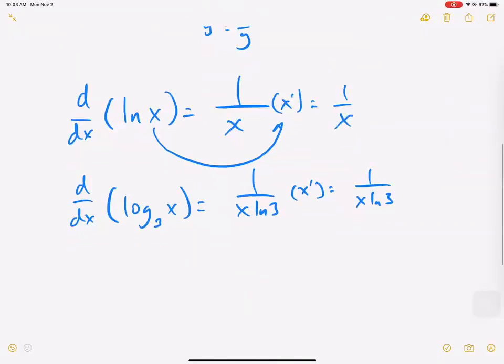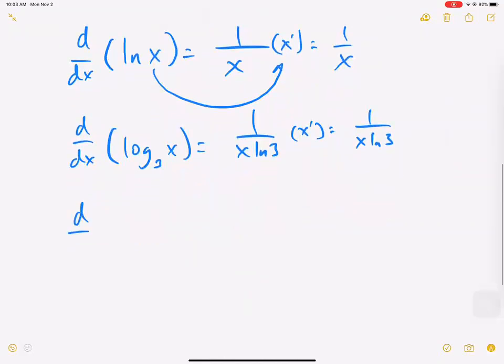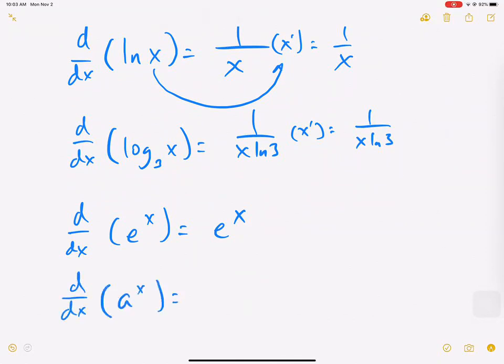We had some other rules for exponentials. So the derivative of e to the x was e to the x. If you want, you can chain rule that, and that is 1. And then the derivative of a to the x was, sorry, it was a to the x ln of a. Okay, so hopefully you remember these rules.